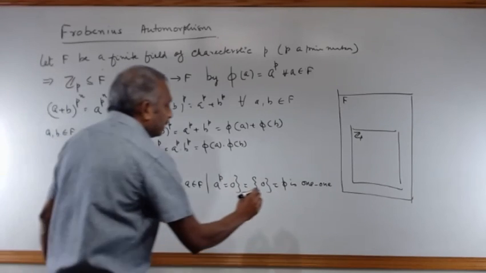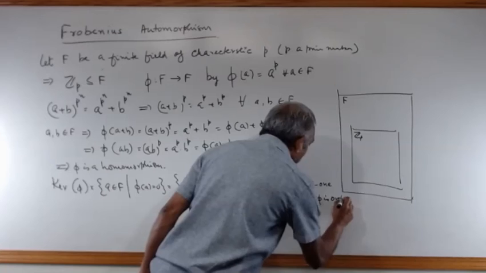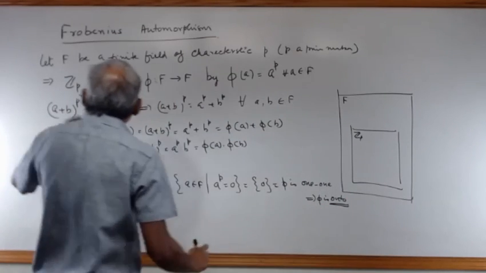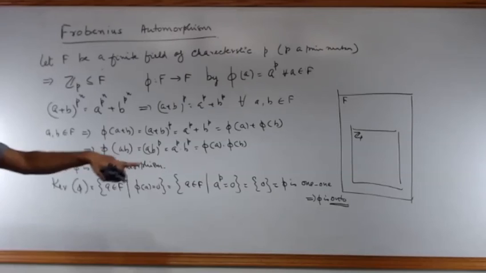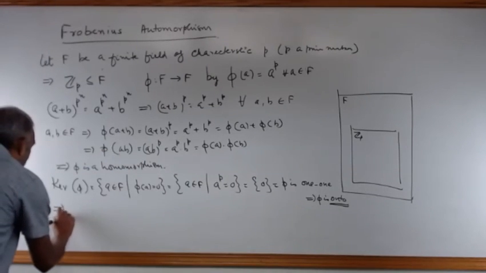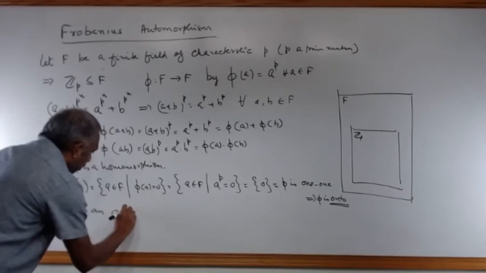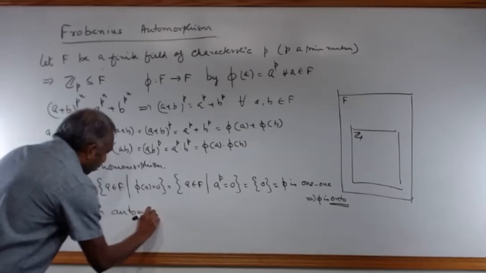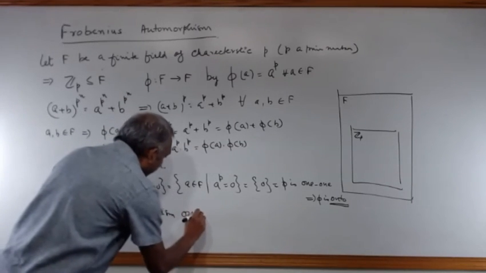That implies phi is onto. This is because F is a finite field and phi is from F to F. So if it is 1-1, it has to be onto. So that means phi is an automorphism on F.